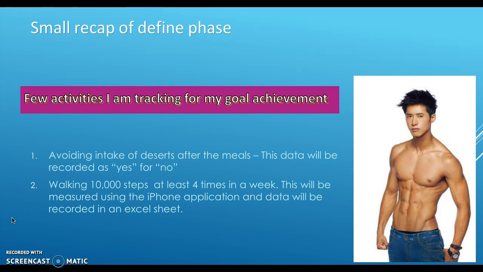The next one I have been measuring is the steps that I walk every day. My target was to walk at least 10,000 steps, not 10,000 miles, at least 4 times in a week. This was measured using an iPhone application, and the data was recorded in the Excel sheet, which we're going to look into on the next slide.